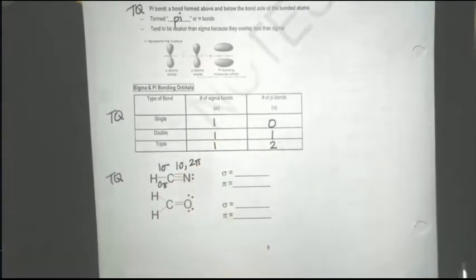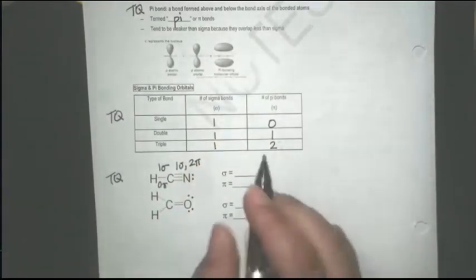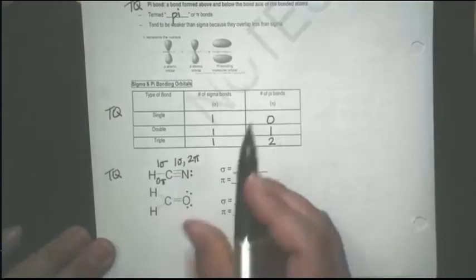Here I have a triple bond. This triple bond has 1 sigma and 2 pi. And that's all we have for bonds. So the total number of sigma here would be 1, 2. And the total pi, 0 pi plus 2 pi is 2. That's as hard as it gets.